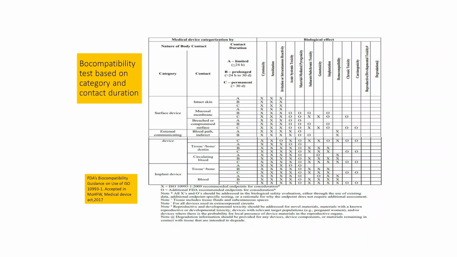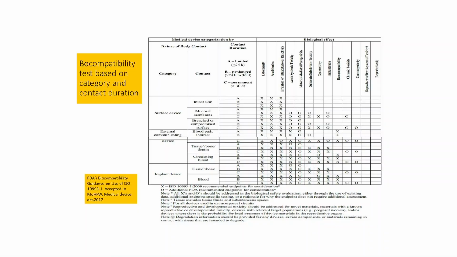The contact examples are intact skin, mucosal membrane, and breached or compromised surface. So basically, surface devices include a lot of sensors which are just lying on the skin. For example, you have a range of sensors which are in touch with the skin to measure, let's say, sweat or perspiration in general, blood glucose, some other chemicals, biochemical markers, or something like that, right? The typical contact durations can be categorized as limited, which is below 24 hours, prolonged, which is 24 hours to 30 days, and permanent, which is more than 30 days, right?